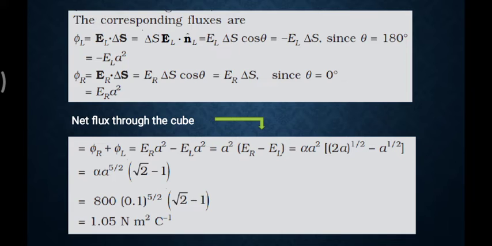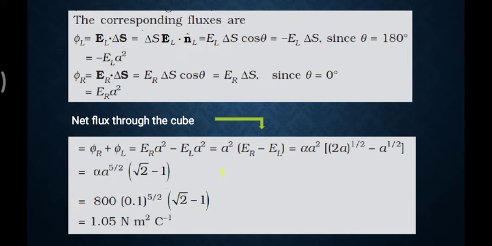So now you know the flux from the left hand side and the flux from the right hand side. Let them combine to each other, and then this is phi R plus phi L. So E_R A square minus E_L A square. This is plus, this is minus. Now I am taking the A square common out, and E_R minus E_L is equal to, now I am putting in the respective values.